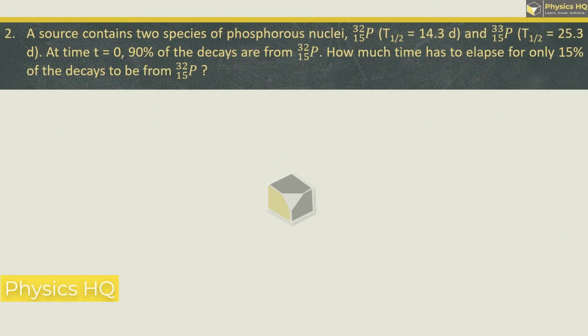A source contains 2 species of phosphorus. पहले वाले का हाफ टाइम है 14.3 days, दूसरे वाले का हाफ टाइम is 25.3 days. At t equal to 0, यानी इनिशियल एक्टिविटी दोनों का जब देखा तो वहां पे they found out कि 90% of the decay is because of this species, and they are asking how much time has to elapse for only 15% of the decays to be from phosphorus with mass 32.